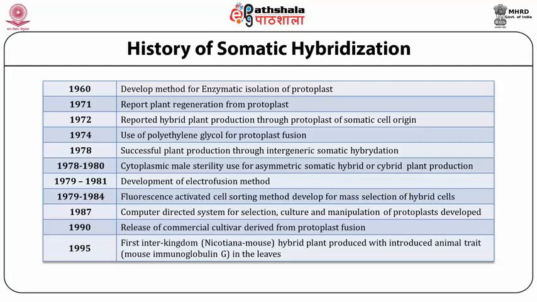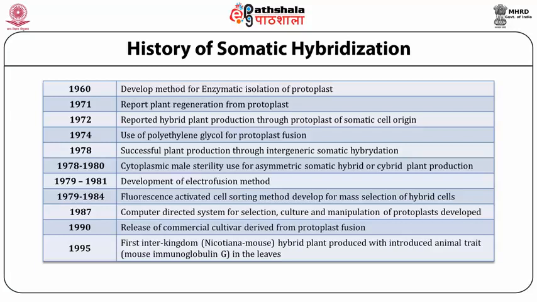Of course, once you have developed these hybrids, the next possibility is how do you evaluate them, how do you ensure that you are evaluating those hybrids and then taking them further. And that is, the fluorescence activated cell sorting method was developed between 1979 and 1984. Thereafter, computer directed methods came in 1987, and in 1990, the first commercial cultivar from protoplast fusion was released.